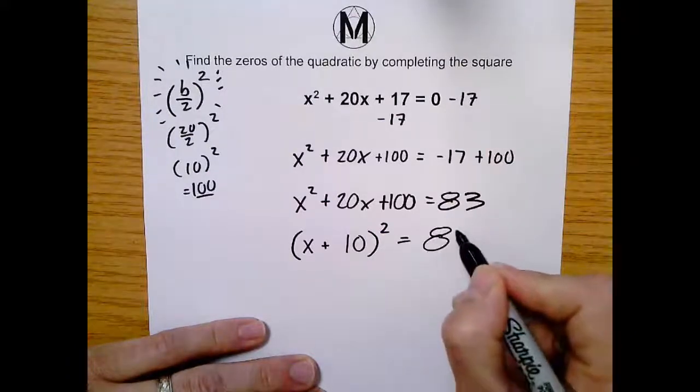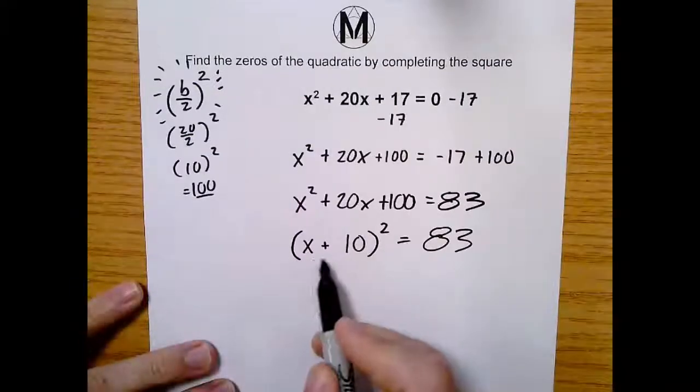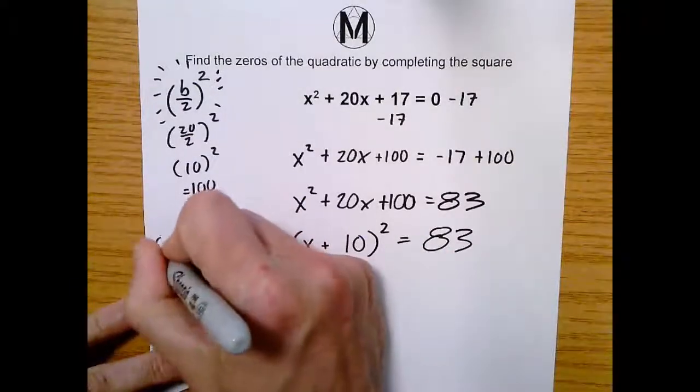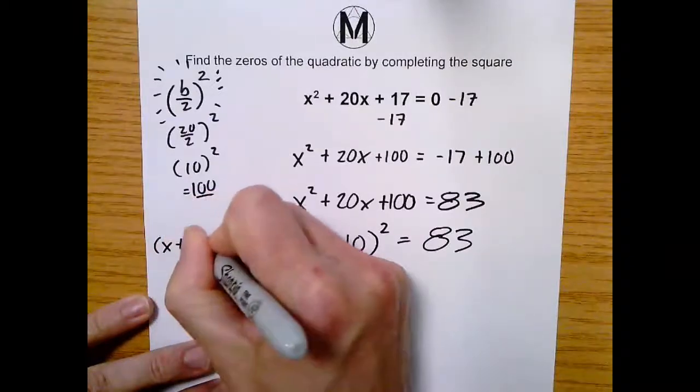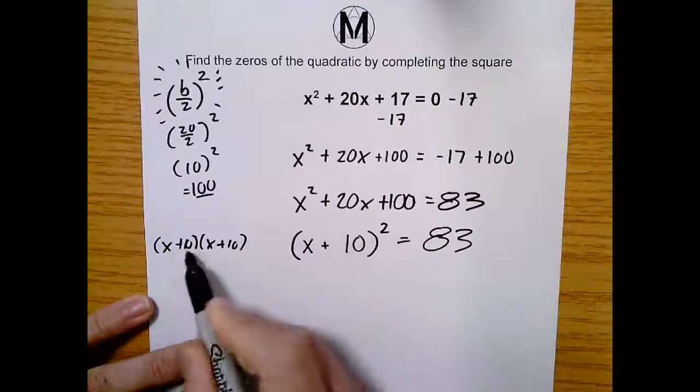And then we rewrite the 83. You know, I said you should just trust me, but I feel like I could just show you guys real quick. Okay, so x plus 10 squared is the same as saying x plus 10 times x plus 10, right? X plus 10 squared, x plus 10 times x plus 10.